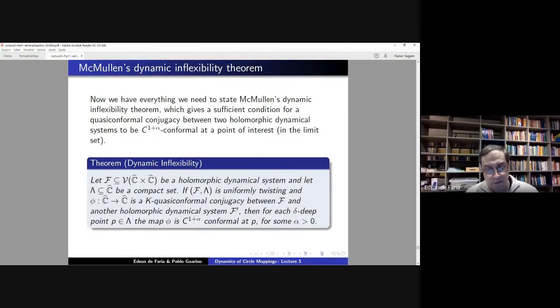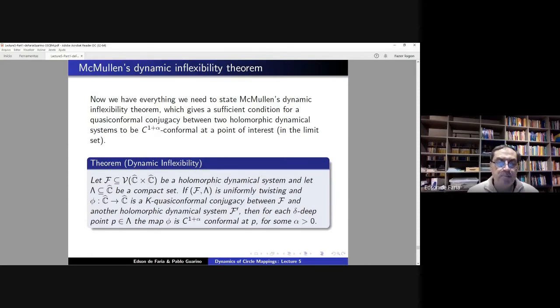So if you have a D point in this lambda, and the system generated by F, the original system, and lambda is uniformly twisting, then any quasi-conformal conjugacy between this system and another system will have to be C1 plus alpha conformal at the point P, okay? Now, this uniform twisting condition is a little bit, of course, mysterious here.